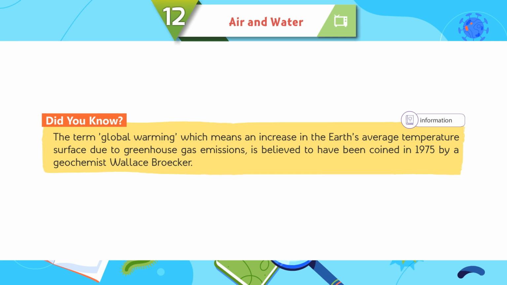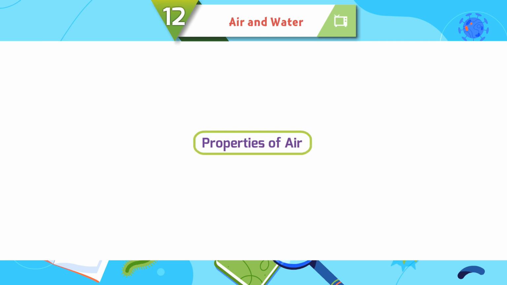Did you know? The term global warming, which means an increase in the Earth's average surface temperature due to greenhouse gas emissions, is believed to have been coined in 1975 by a geochemist, Wallace Broecker.